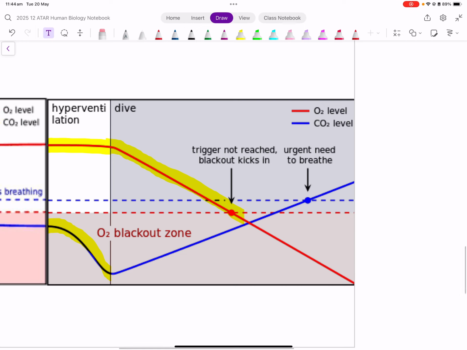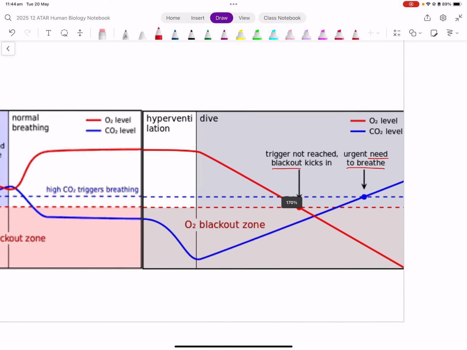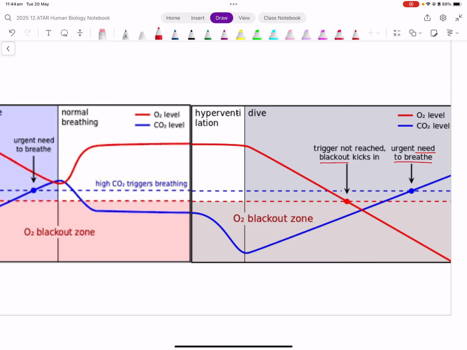If people hyperventilate too much before they dive, they can end up blacking out before they get the need to breathe. So it's not like they're feeling short of breath or anything like this. They simply black out because their carbon dioxide levels, which provide that strong stimulus, started at a much lower level.